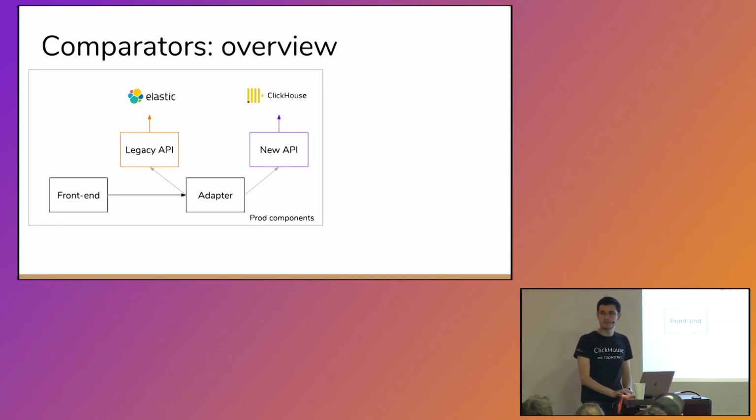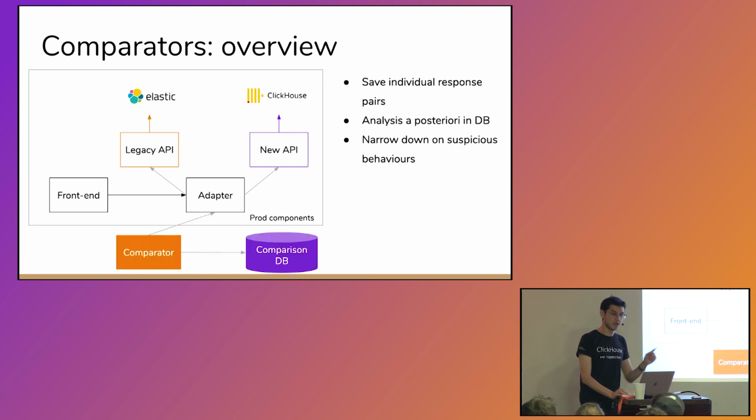The idea of comparators is basically to leverage this adapter layer to replay the same request on both the legacy and the new system, and to save each individual result into a database for further ad hoc analysis. So you want to be able to save the results in the rawest form possible so that you can then analyze them and aggregate, really explore the data in any way you like, with the possibility to still go back to the original request to investigate errors.